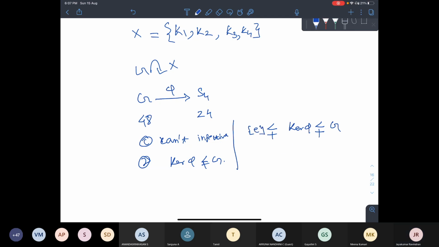Hence, being proper and non-trivial, the kernel is a normal subgroup. So G is not simple.